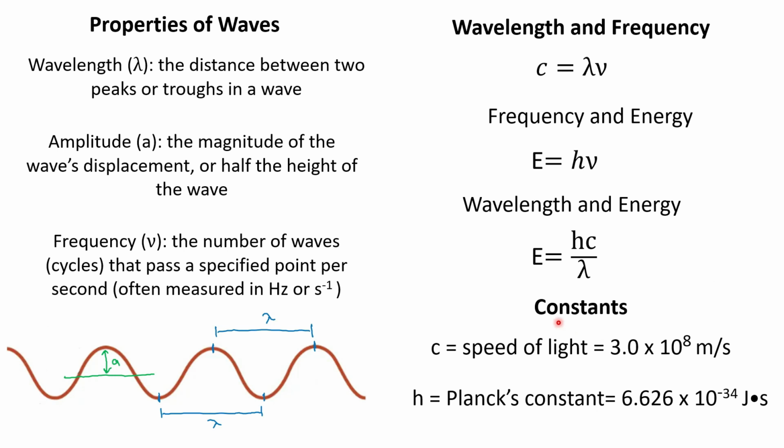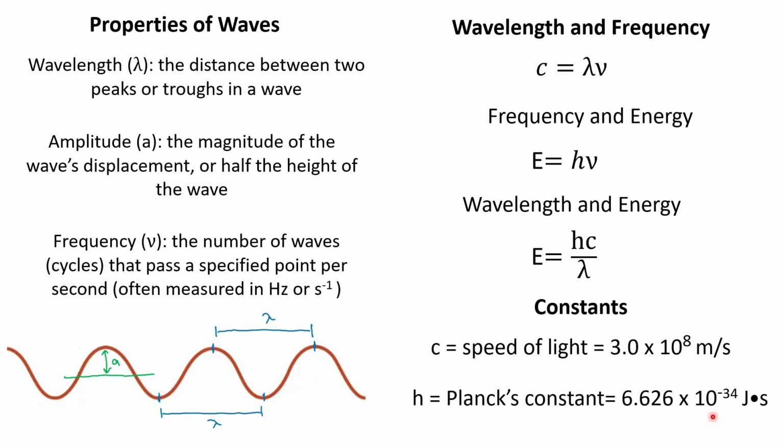And just to make this complete, I do want to show the constants down here. So your speed of light is 3 × 10⁸ meters per second. And Planck's constant is this long guy right here, and that is measured in joules times seconds. Again, just a very quick overview on the properties of waves and our mathematical relationships.